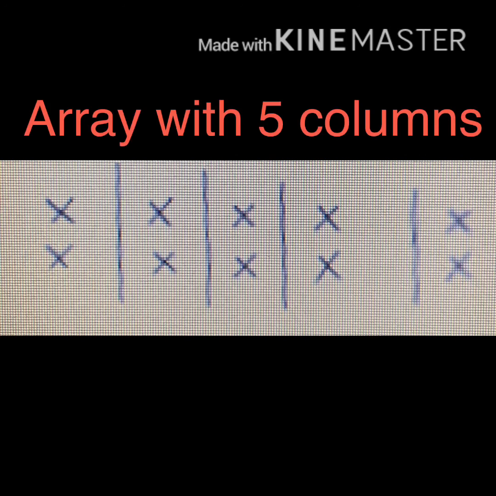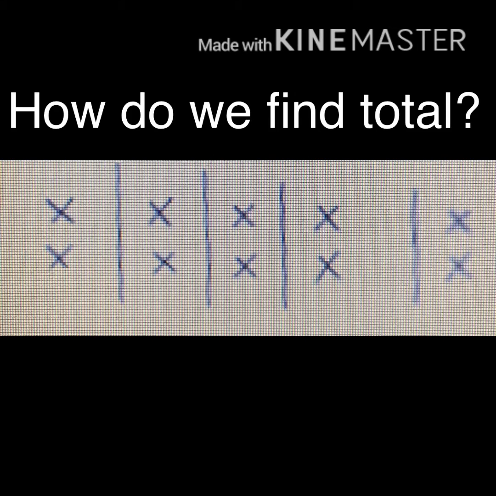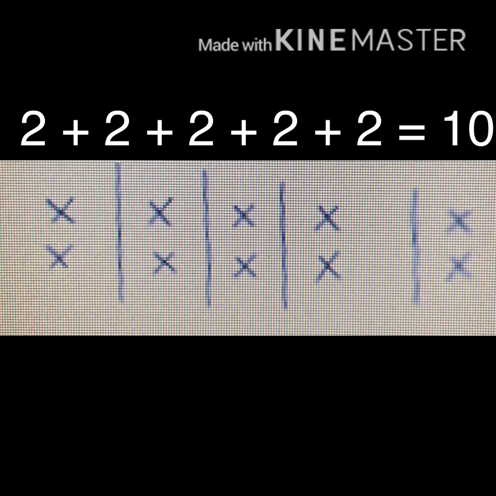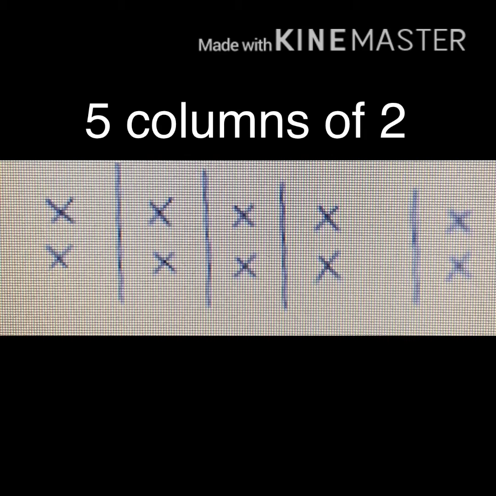Let's take a look at what that looks like. We added one more column to this array. So now we have 5 columns. Each column has 2 X's. How can we find the total number of X's in this array? Yes, we can do a repeated addition sentence. We can add 2 plus 2 plus 2 plus 2 plus 2, which gives us 10. So in other words, this means we have 5 columns of 2.